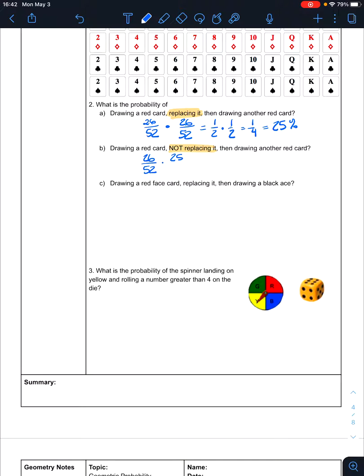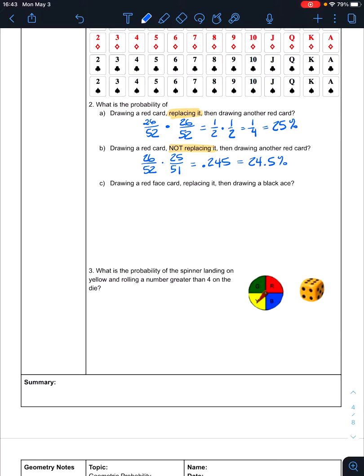Well, there are 25 red cards now in the stack, and there are 51 cards now all the way in, completely in the stack. So when I multiply those together, I get 0.245. So it's not much less, but it is a little bit less of a probability to happen when you don't replace the card, which makes sense because now you have fewer red cards to choose from.